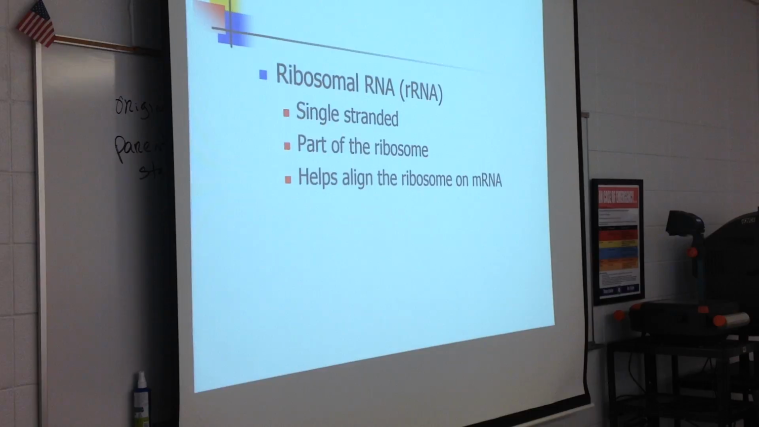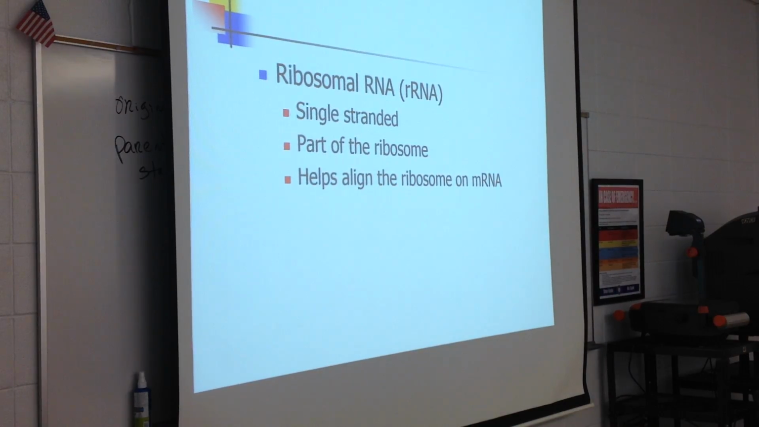Okay. And where did we find gobs and gobs and gobs of ribosomes in a eukaryotic cell? They were associated with another organelle that we had in there. Remember what it was? Rough endoplasmic reticulum. That's right, because that's where a lot of protein synthesis is going to take place.